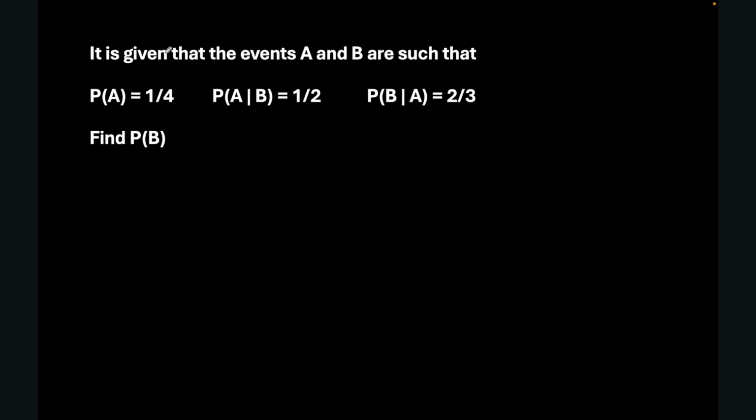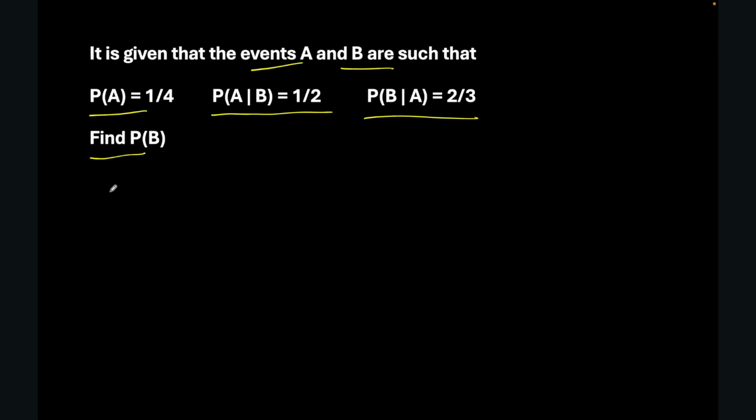Okay? So we're given that events A and B are such that probability of event A is 1/4. Probability of A, given that B occurs, is half, and the probability of B occurring given that A has also occurred is 2/3. Now we have to find probability of B.